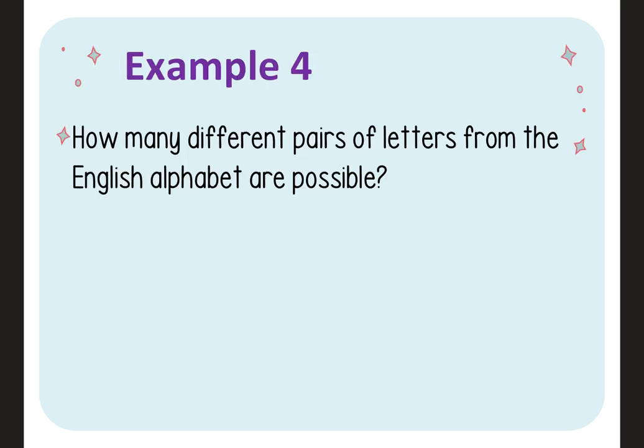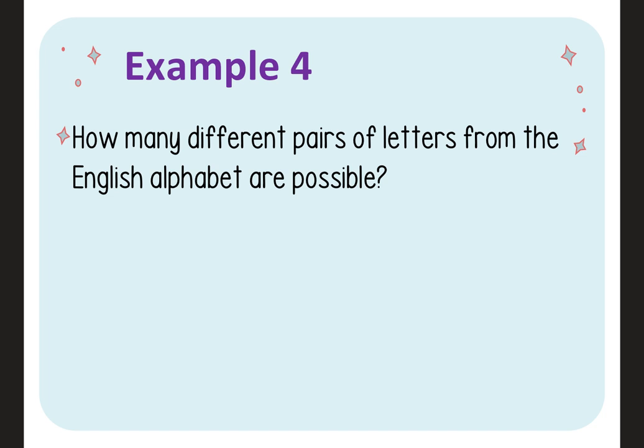So example 4 says, how many different pairs of letters from the English alphabet are possible? Long way. And this is what standardized tests love, because you could waste a lot of time on this. First of all, how many letters are in the alphabet? Good job. There are 26 letters in the alphabet. So I could say A with A, A with B, A with C, and I can count them all the way down, right?